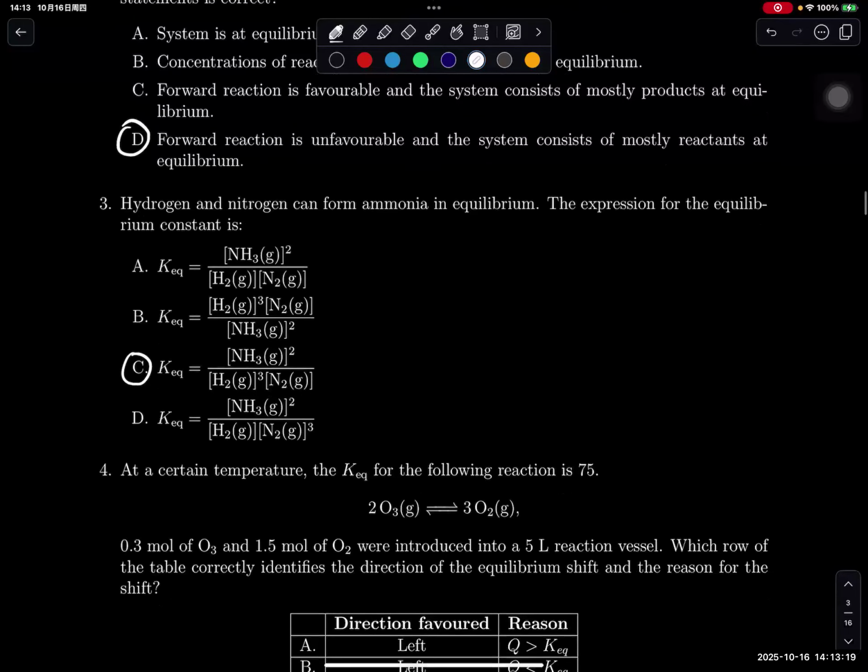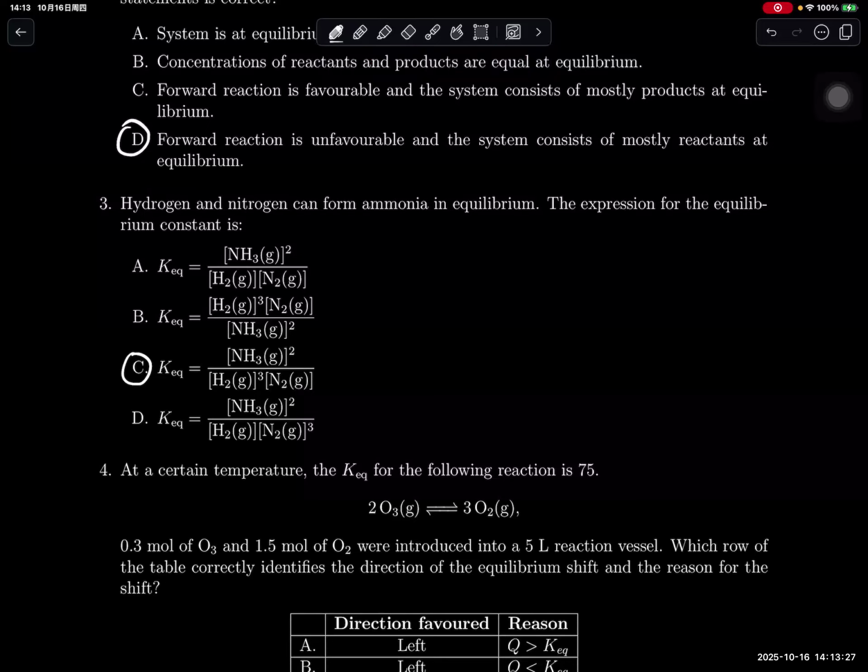Question 3, hydrogen and nitrogen can form ammonia in equilibrium. Okay, so the expression of the equilibrium constant, this is pretty trivial. Just recall the equation for the Haber process and keep track of the molar ratios.